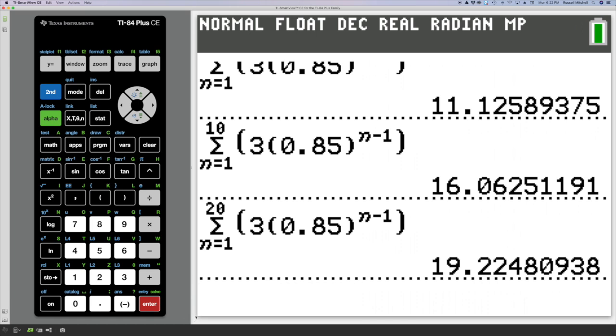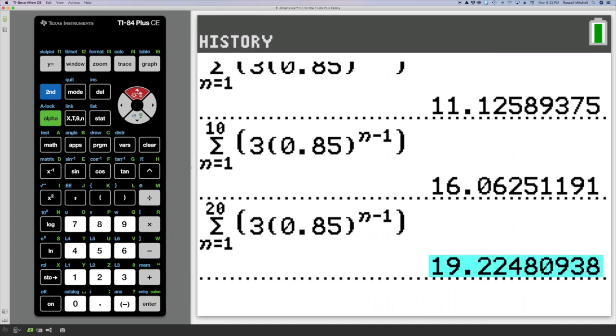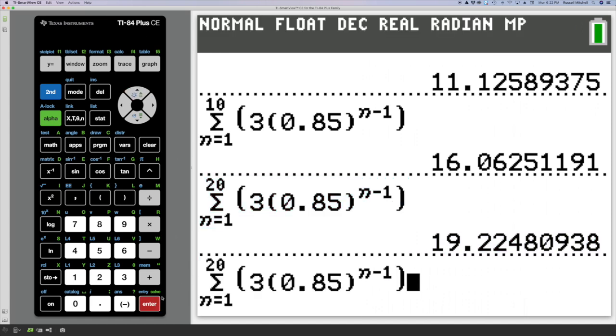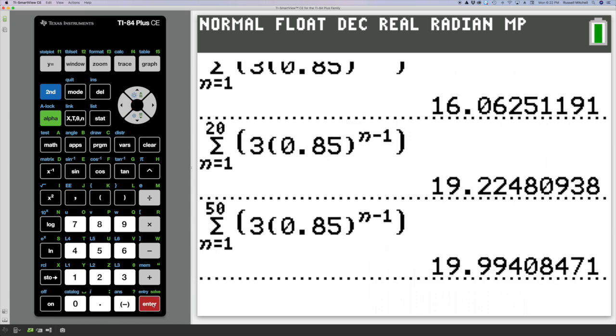And so then let's go ahead and do 50 and 100 while we're right here. So let's go back up and highlight. And for the first, whoops, I always go a little too far. So 50. And so for the first 50 terms, the sum is 19.994. And then let's do the first 100.